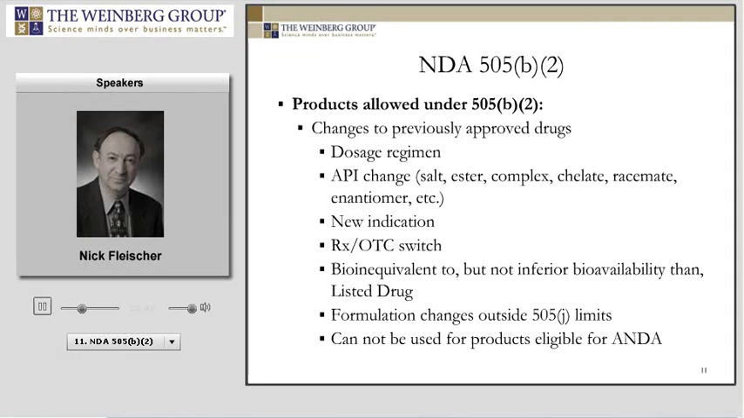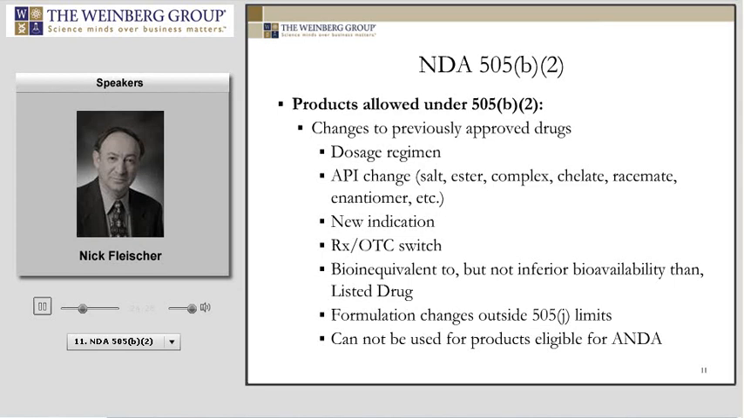Now, as you will notice on this list, on the slide that I have up on the screen right now, the products that are allowed under 505(b)(2), some of these changes are very similar to what I listed earlier for changes that are permitted under a suitability petition. So some of the changes on a 505(b)(2) would be a dosage regimen, an API change. This is something that definitely would not be allowed in either a petition or an ANDA. So if you actually were to change the API by a different salt, ester, complex, chelate, then racemate or enantiomer, there was no way you could actually file that either through a petition or as an ANDA. That would only go through as a 505(b)(2) NDA.